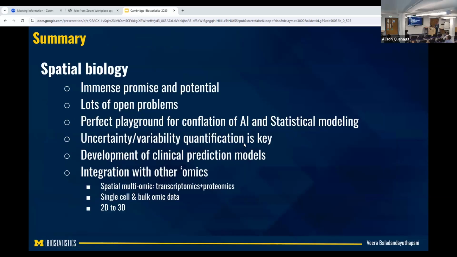So let's see. If I haven't already shared my excitement, it's a very exciting field. That's something that I've pivoted into. Lots of open problems, especially for spatial analysis. And it's a perfect playground for AI models and AI and statistics.